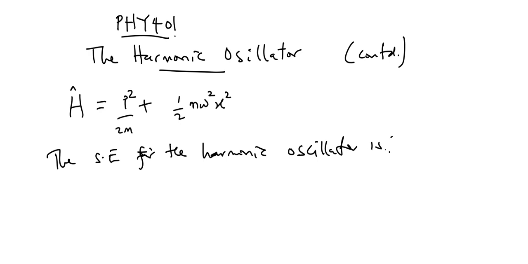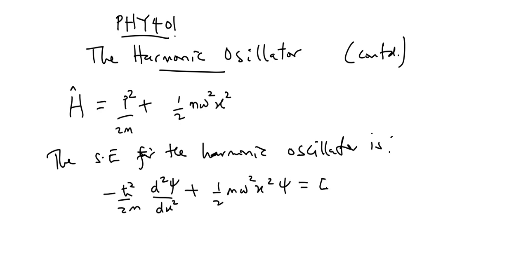So we wrote it as minus h bar squared over 2m d squared psi dx squared plus half m omega squared x squared psi equals E psi. We wrote this equation, and we said that we transformed this equation to a form that does not depend on dimension. That's the dimensionless form, where we transformed x to u and so on.